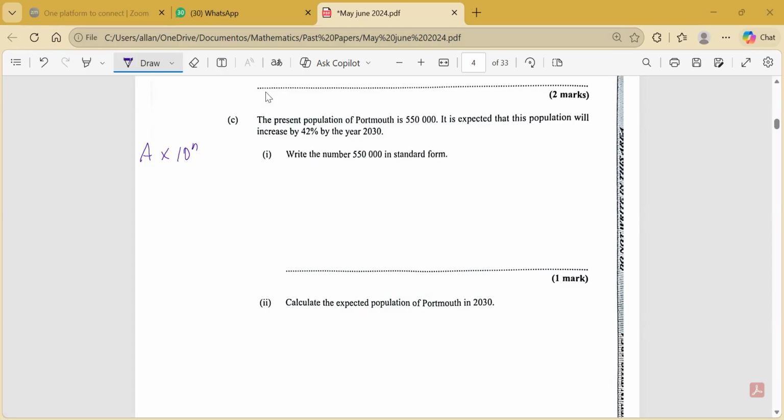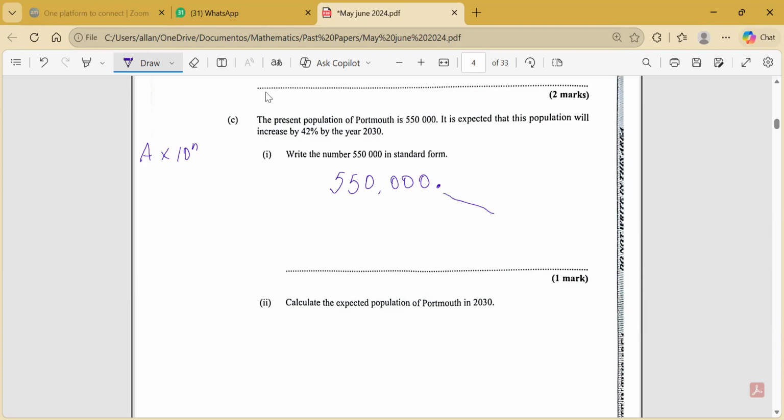Johansi, standard form. No, Johansi, standard form is just writing it in scientific notation. So let me show Johansi that. So the number is 550,000. The point is here, people. Hello, the point is here.